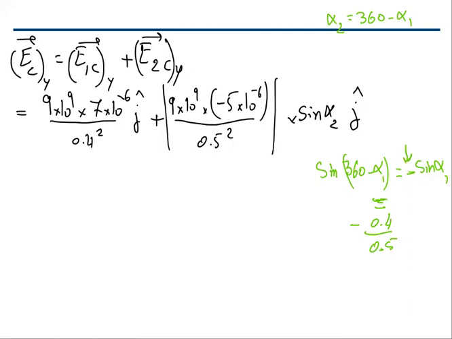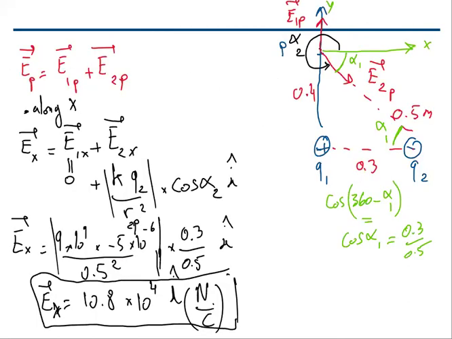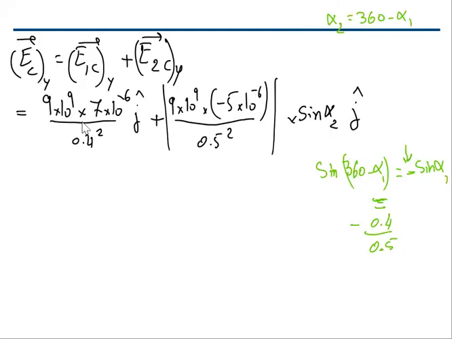We see that the y component of the vector 2 is directed downward, so we should write a negative sign. The negative sign comes from the direction of the vector. So sine alpha 2 will be negative. We will substitute the sine of alpha 2 by minus 0.4 over 0.5, opposite divided by hypotenuse.